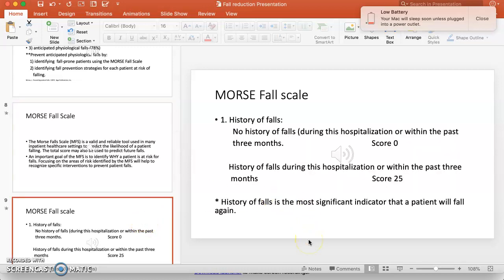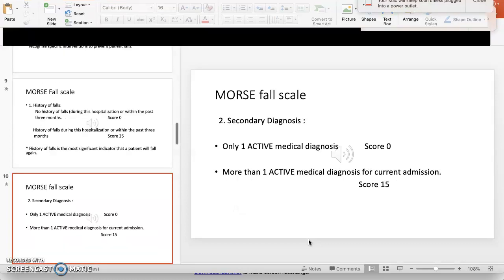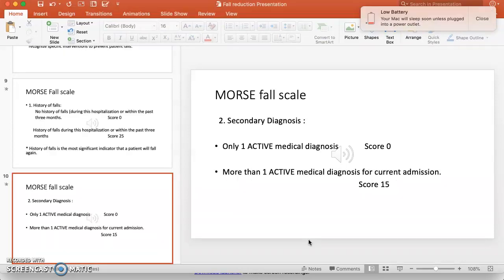If there is no history of falls during this hospitalization or within the last 3 months, we're going to score a 0. If they have a fall within the present hospitalization or within the past 3 months, we'll give them a score of 25. History of falls is the most significant indicator that a patient will fall again, so they get a big score if they do fall.